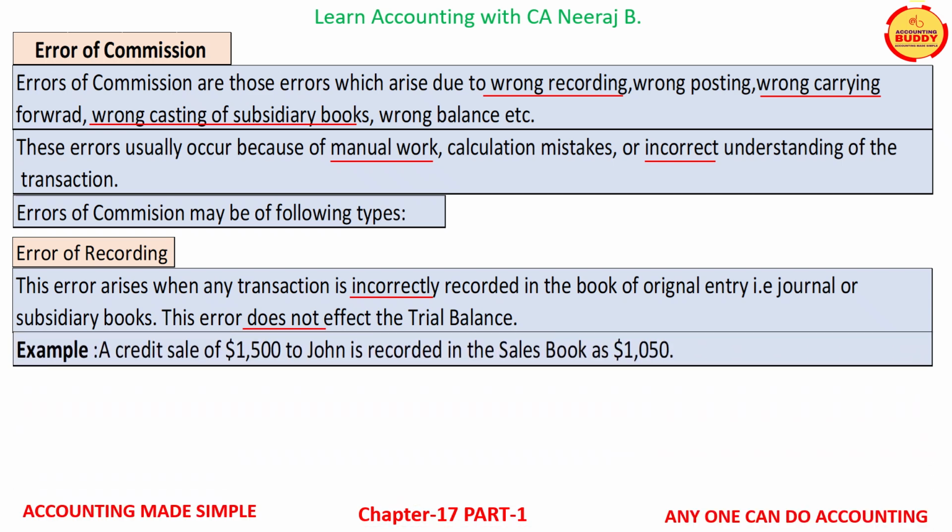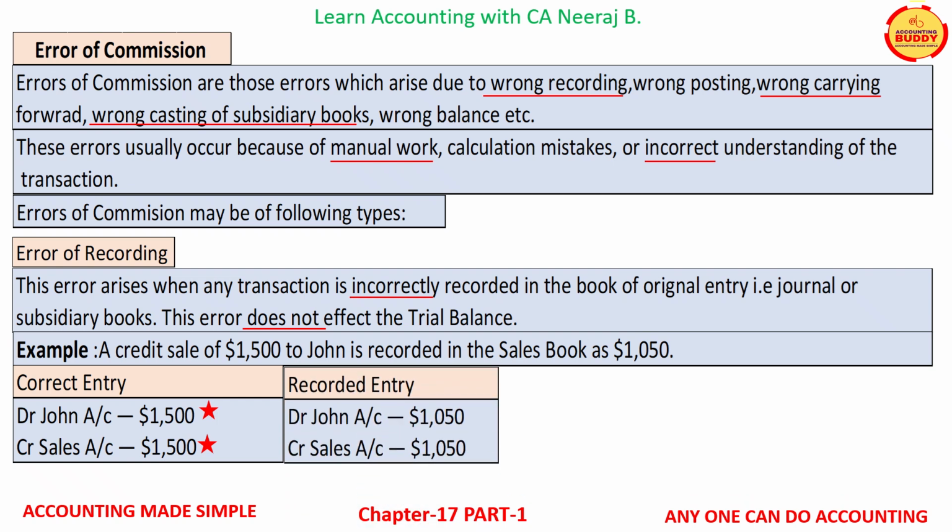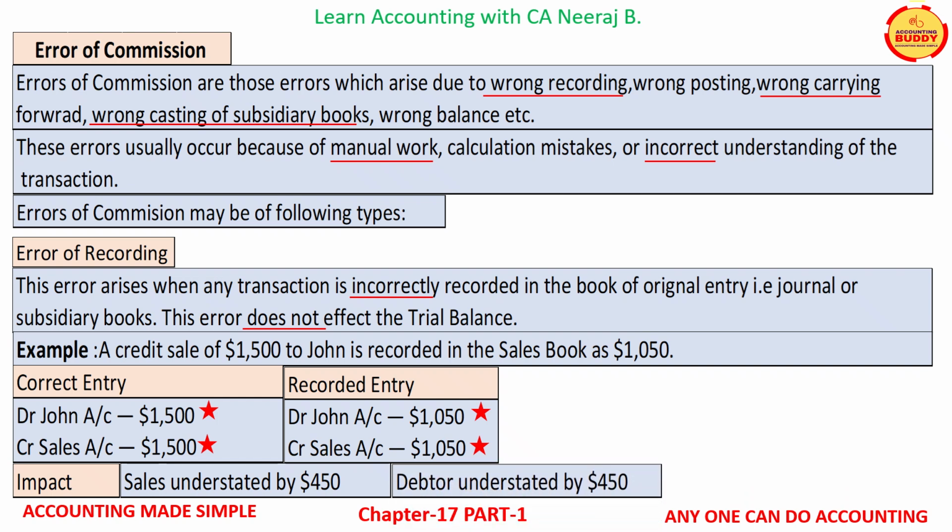A credit sale of $1,500 to John is recorded in the sales book for $1,050. The correct entry for this transaction is displayed on your screens. That is, debit John account and credit sales account for $1,500. However, the entry is recorded with a wrong amount of $1,050. However, it has been correctly debited to John account and credited to sales account. The impact of this wrong entry is that sales are understated by $450 and the debtor is also understated by $450.